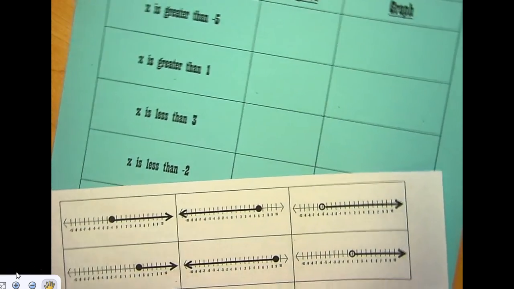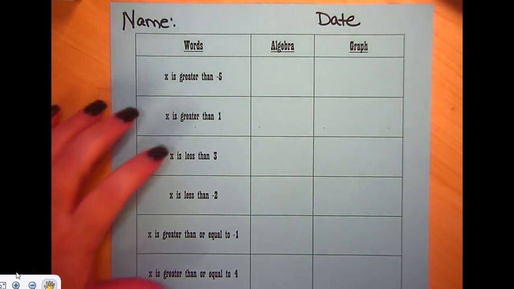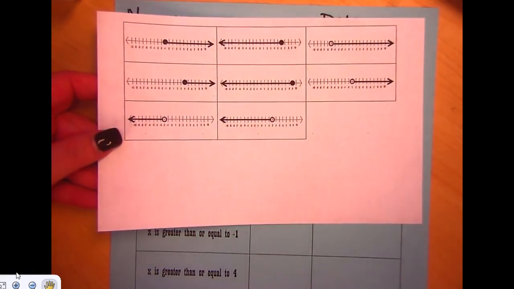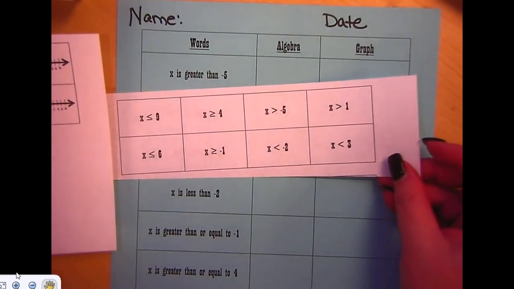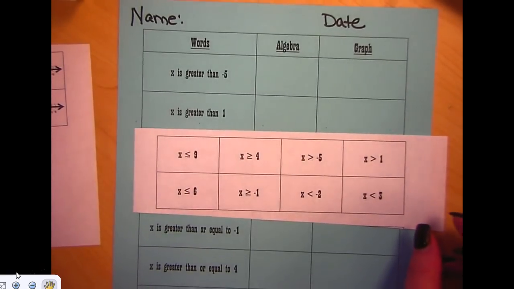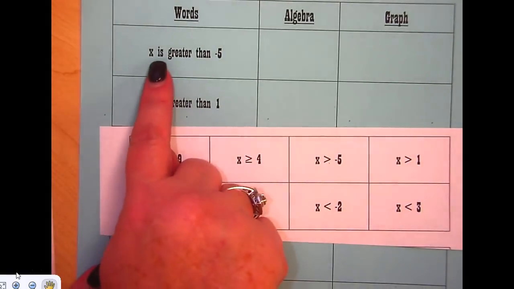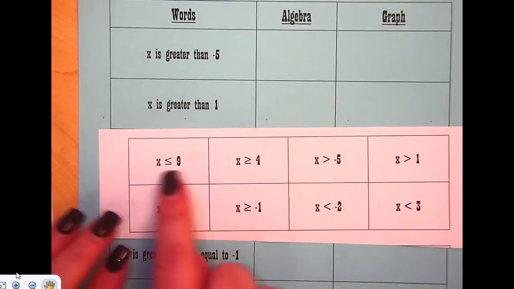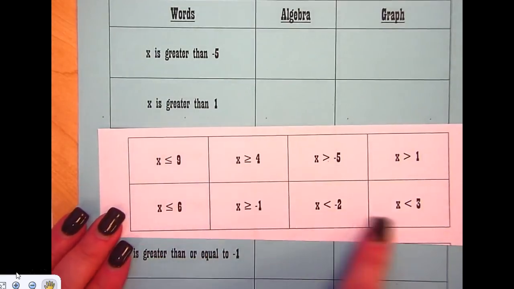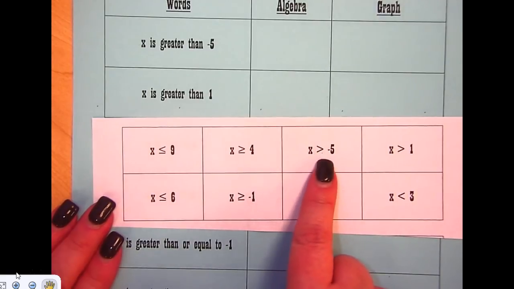All right, and look up here and I'll show you what you're going to work on. You can work with the people around you at your desk. You're going to pick up one of these blue sheets and you'll need these 8 graphs and these 8 algebra statements. And so what you're going to do is you're going to work with a partner. And if the words say x is greater than -5, look on here and find where you see the statement x is greater than -5, and that's this one right here.